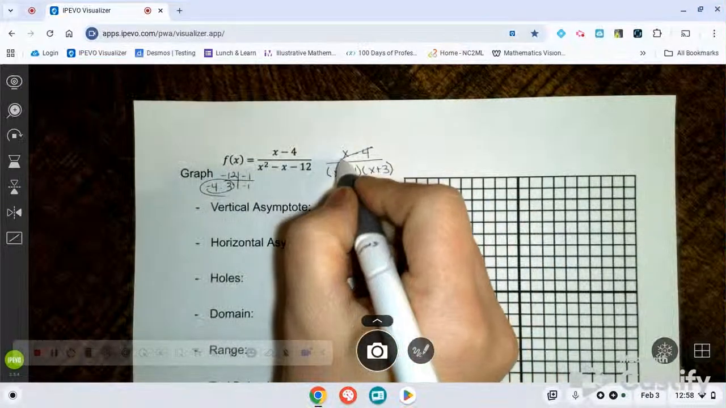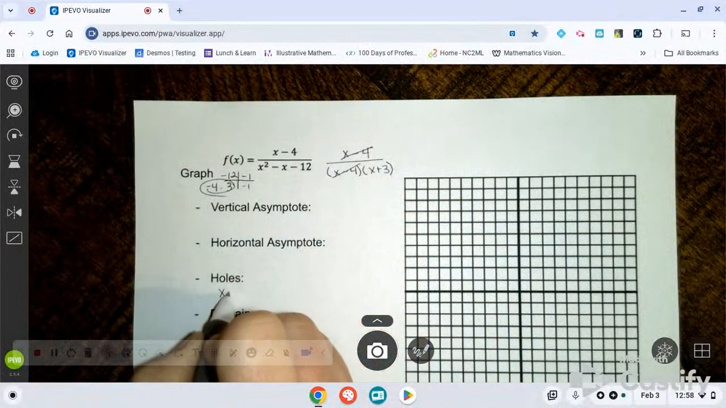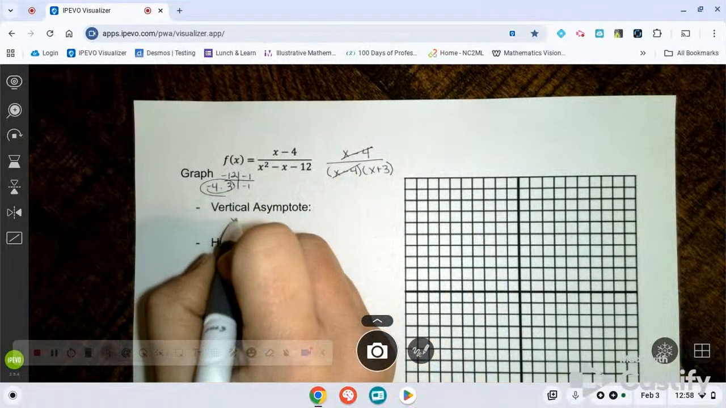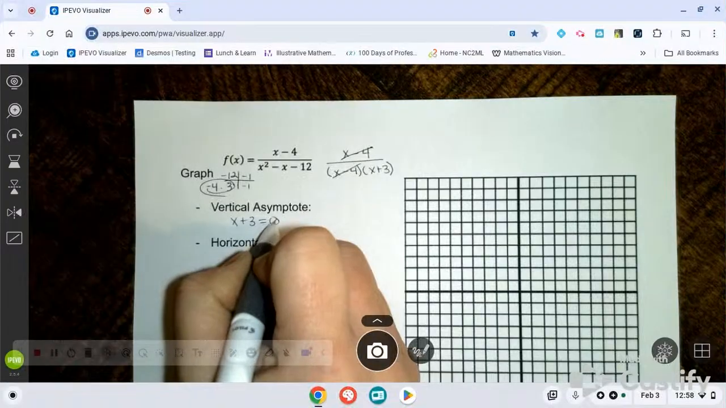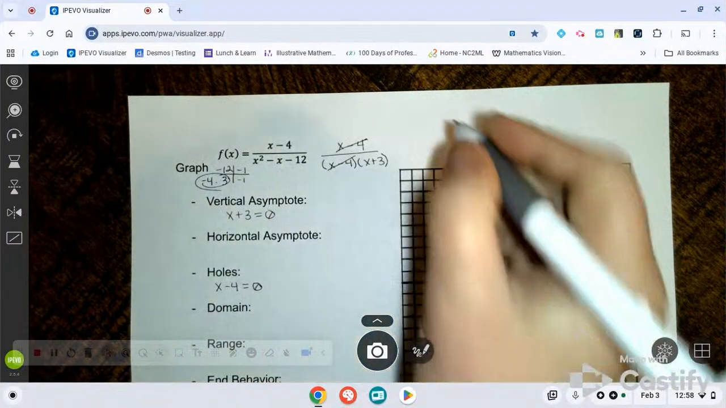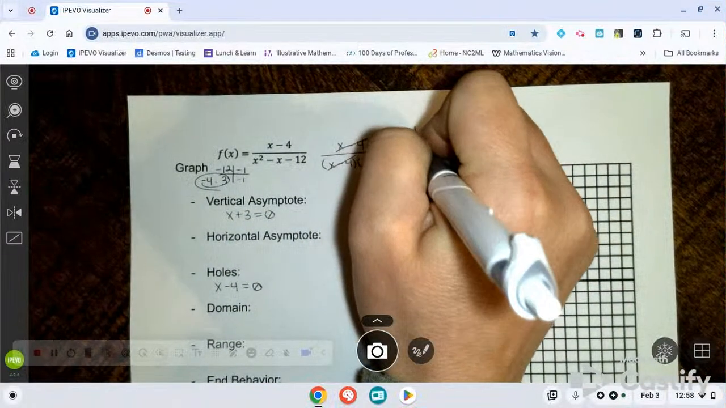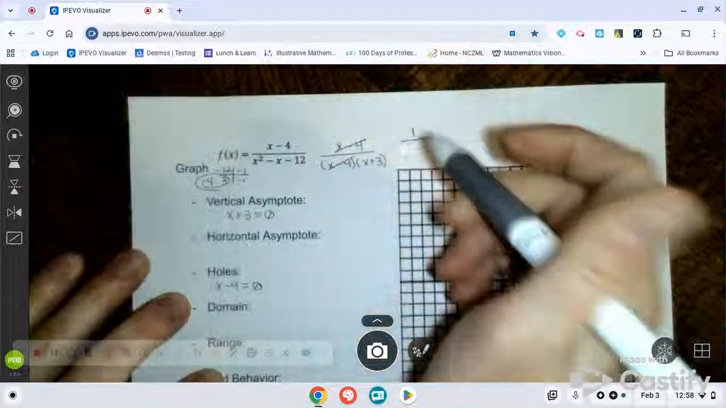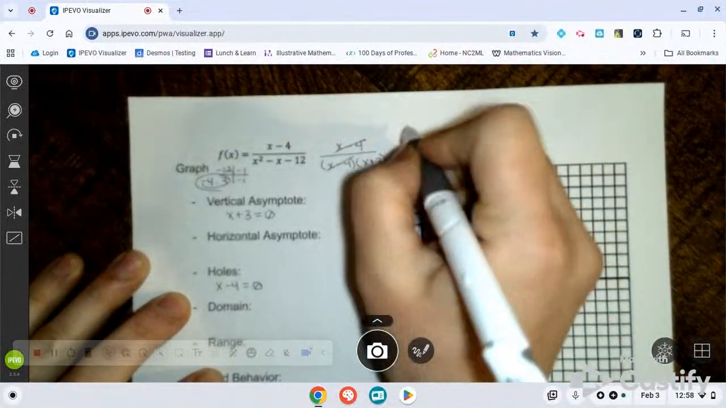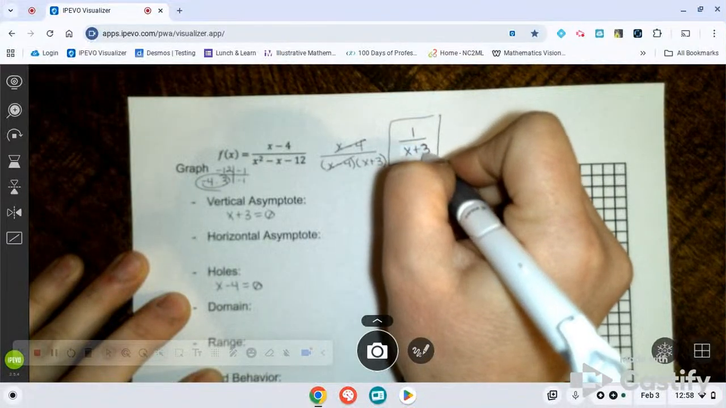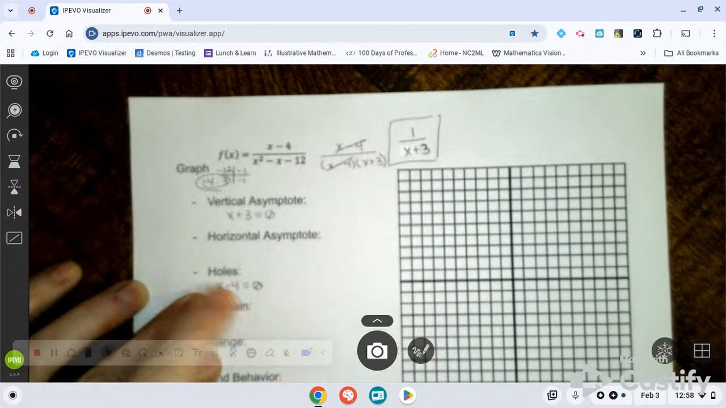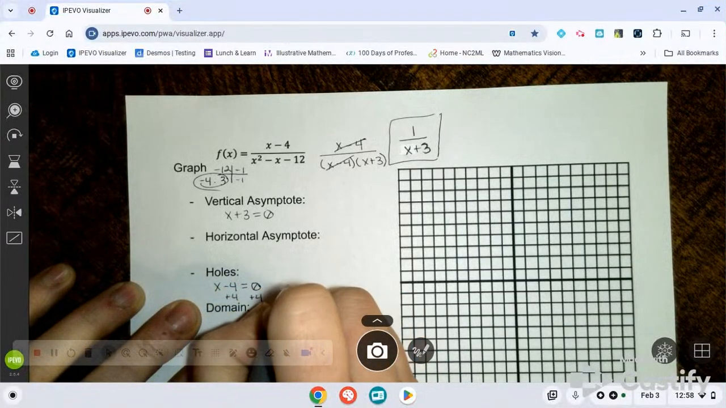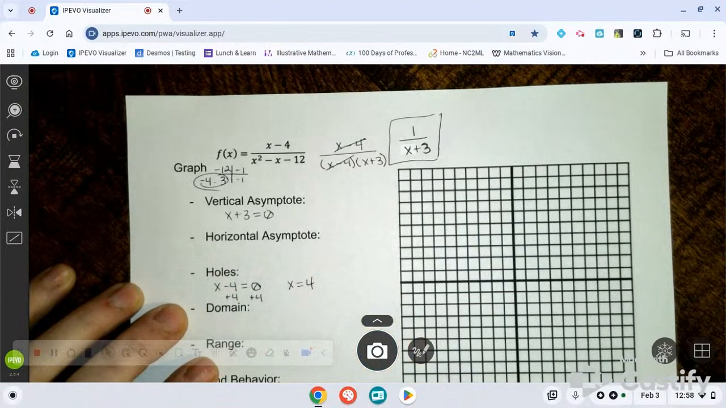So the one that cancels out is the hole. So x minus 4 being equal to 0 is going to give us the hole. And the one that's left over being equal to 0 is going to give us that vertical asymptote. So my simplified function should be 1 over x plus 3. So this is our simplified function that we're going to use for finding the y value that matches with our x value for the hole. So we're going to use x equals 4.